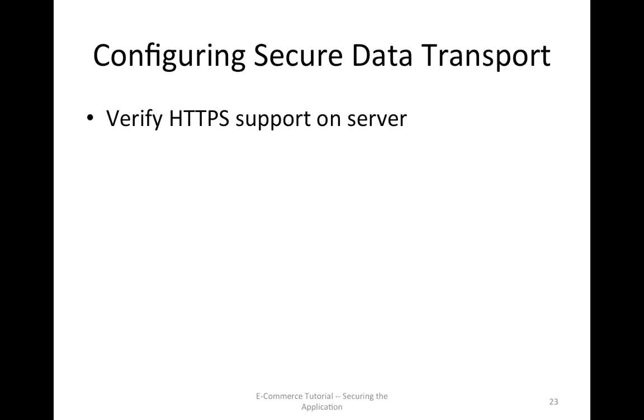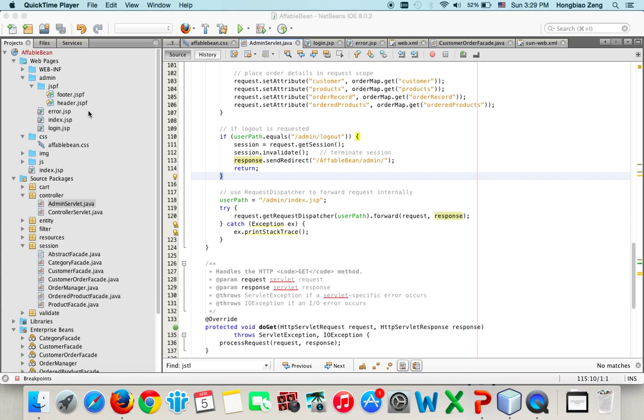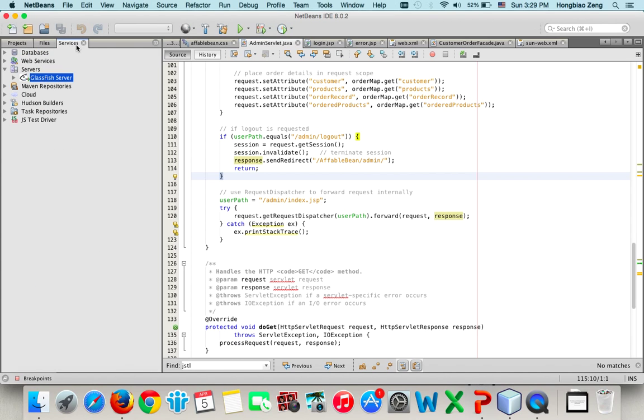So we have two subtasks to accomplish in this last task. We first verify HTTPS support on the server. Then we configure secure connection in the application. First, let us verify HTTPS support on the server. On the IDE, make sure your Glassfish server is running. How do you know the Glassfish server is running? If you see this green little triangle here.